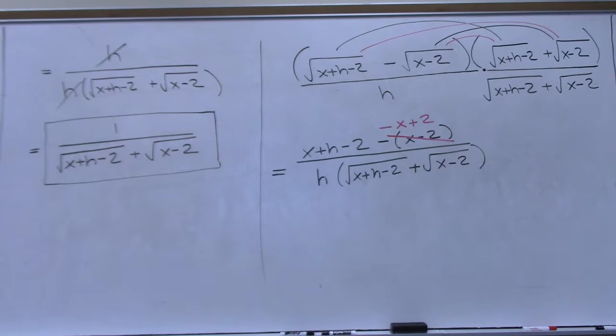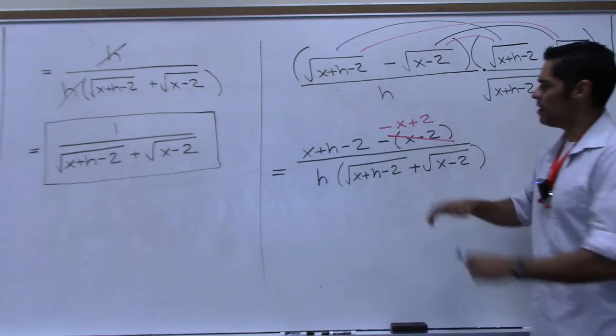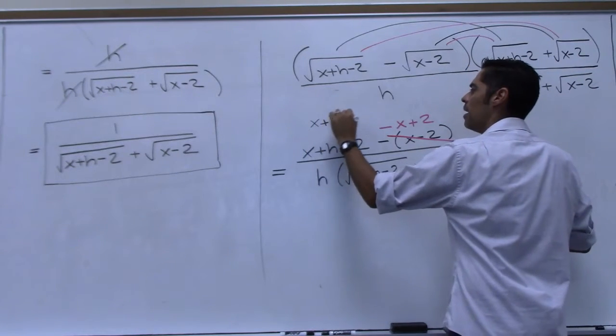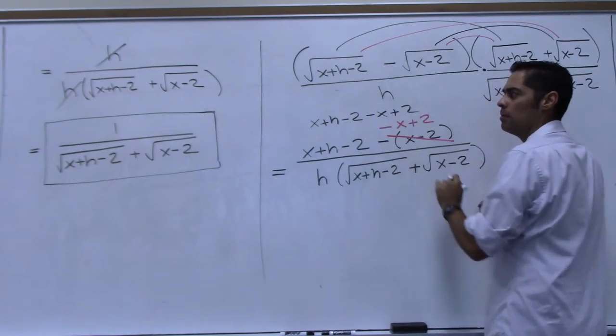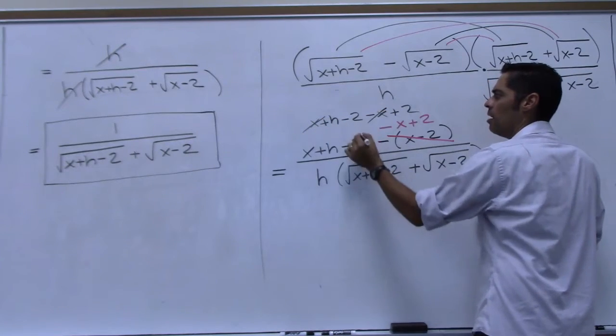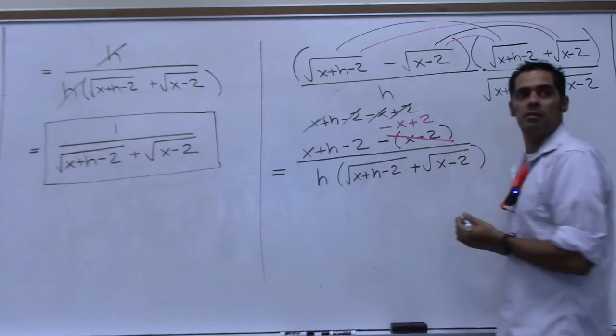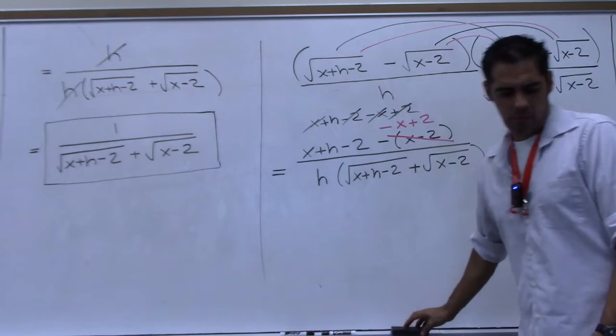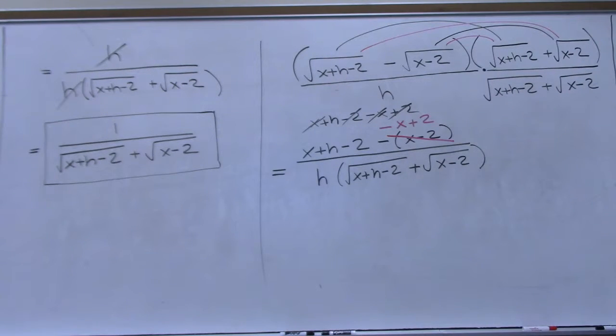Yes? I'm confused on how you got the h by itself on top. Okay, so this x, let me rewrite this whole line. It's x plus h minus 2 minus x plus 2. So this x minus x is gone, and this negative 2 plus 2 is gone. Yeah, so it just cancels out. All right. I think that's okay. We'll leave it at that, all right?